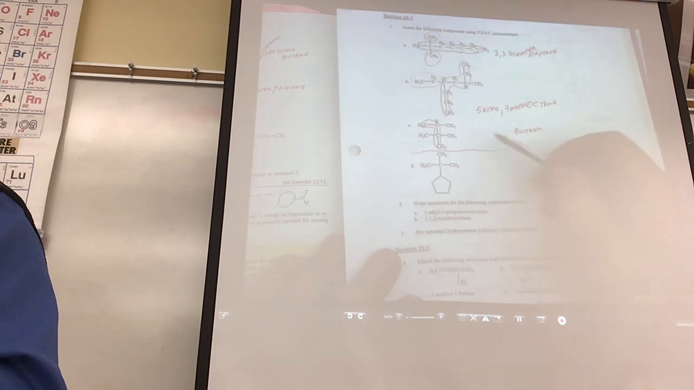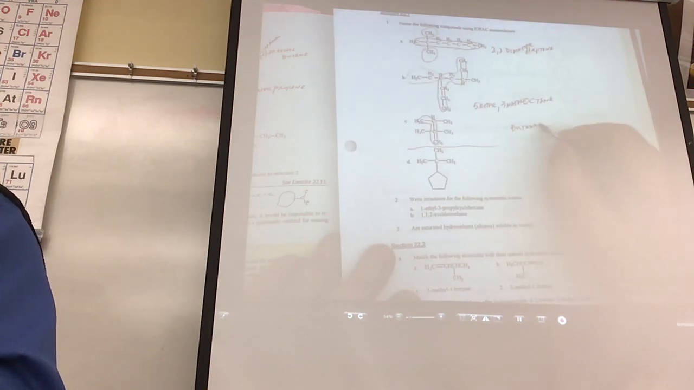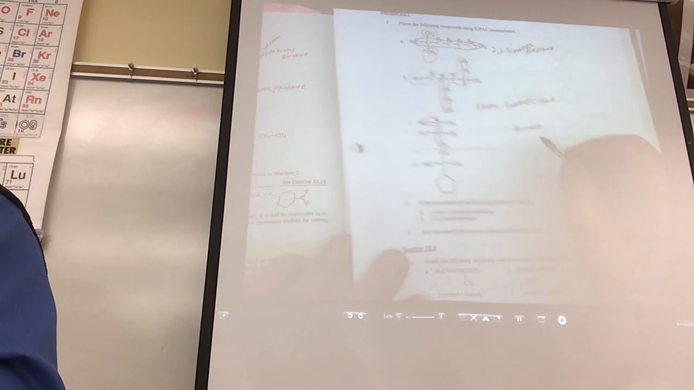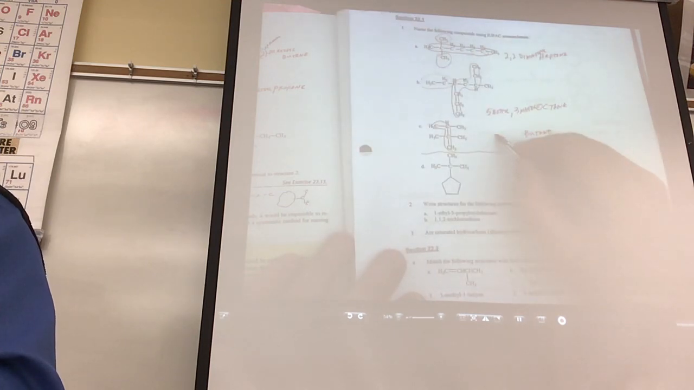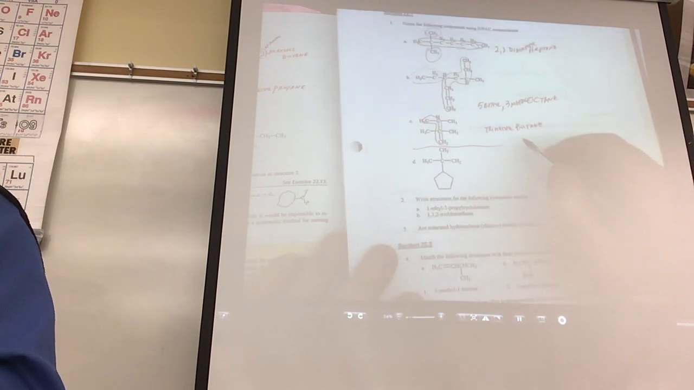that leaves the rest of them branches, right? So what kind of branches do you have? 3 methyls. Okay, 3 methyls, so how would you say that? Trimethyl. Okay. Now, is that the only way you could make trimethylbutane?